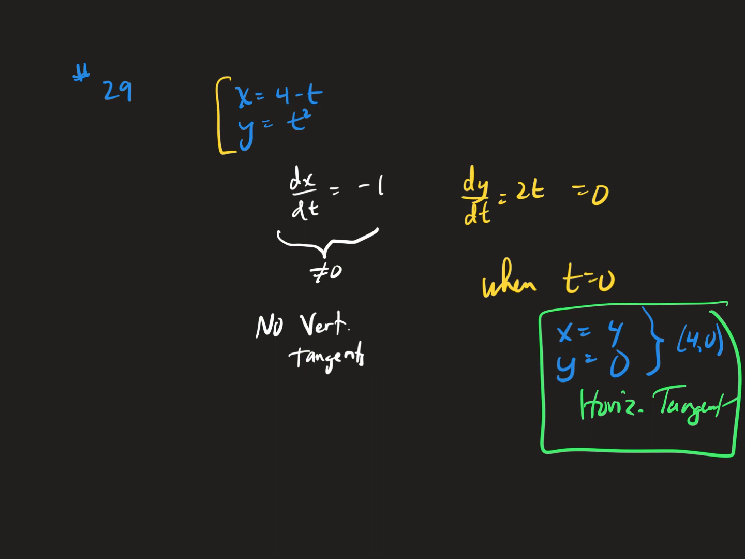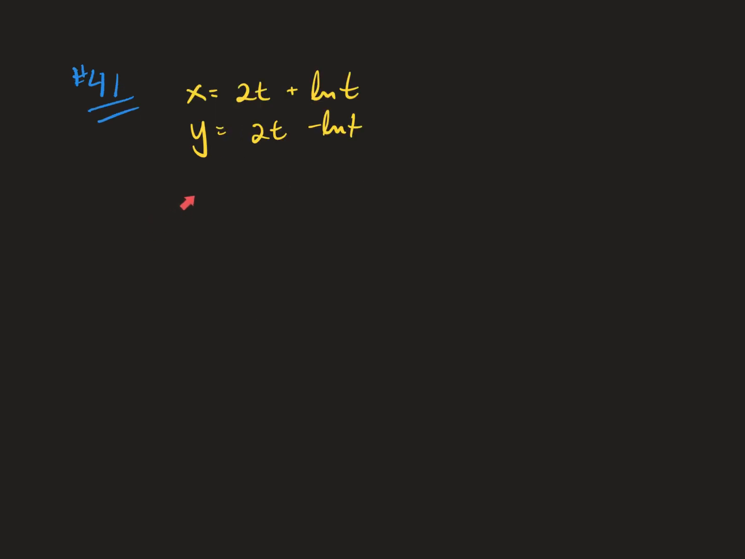All right, and now for our last example. For number 41, in problems of this type, we're supposed to determine the open intervals of t values for which this curve is either concave down or concave up. So clearly, we're going to need to know the second derivative. Let's start with the first derivative.